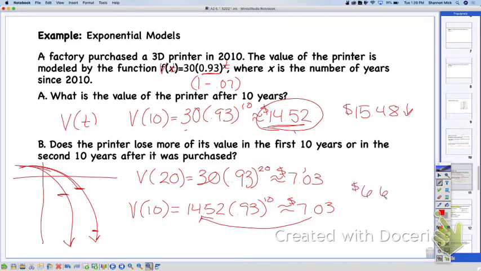How do you know that? Because I'm smart. He subtracted. He took this minus this. Okay, so where did I lose the most, the first 10 years or the second 10 years? First 10 years. After a third 10 years, you'd be at $3.40.